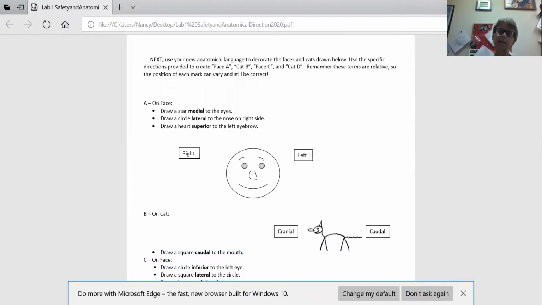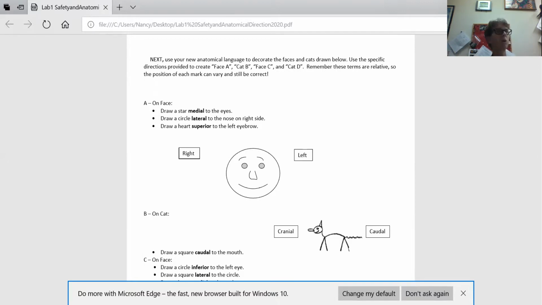Next, just some practice here with directions and these terminologies. So for example, on the first little smiley face there, it tells you to draw a star medial to the eyes. Well, we know that medial means closer to the middle. So if you're going to draw a star that's medial to your eyeballs, you're going to draw it right between your eyes. Okay?